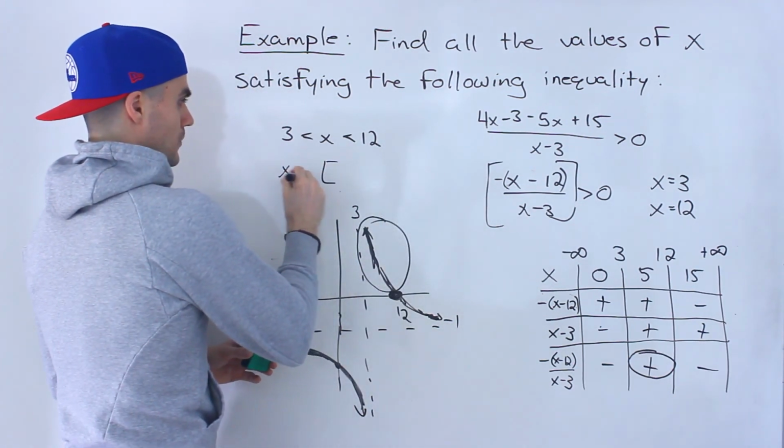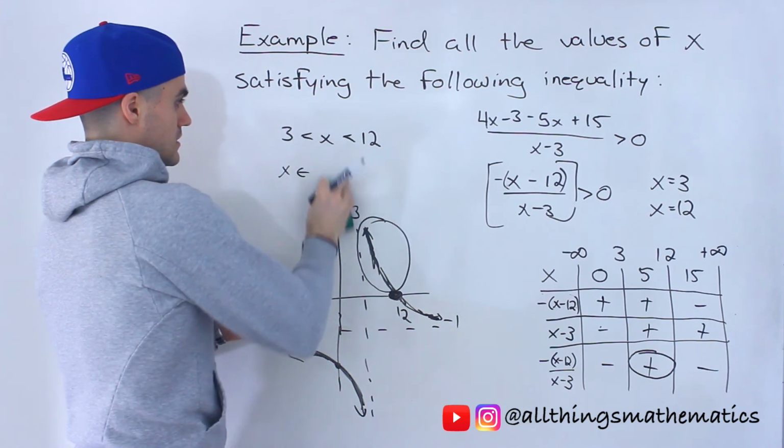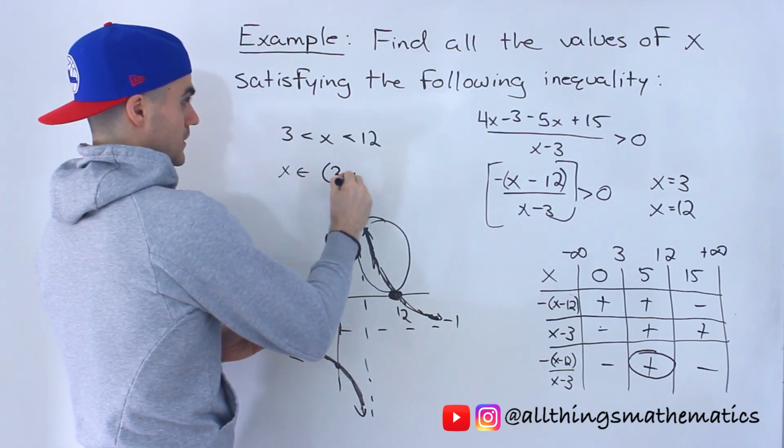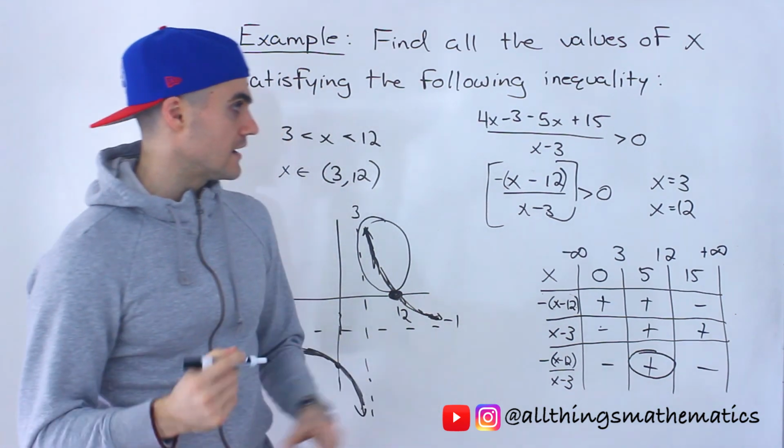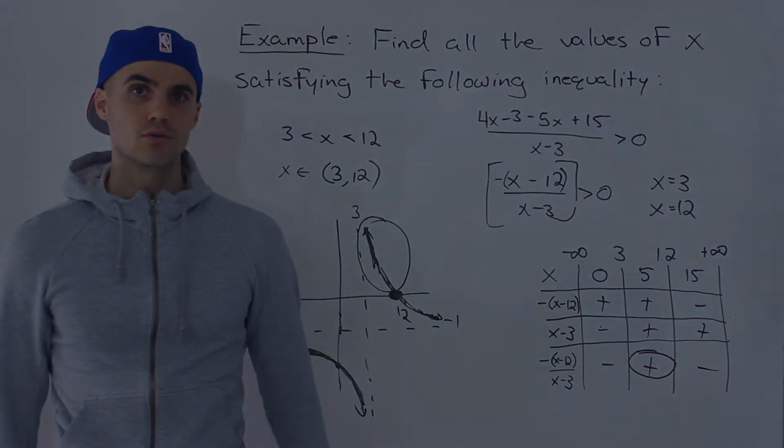And then in another format, we could say x is an element of the interval between 3 and 12. So either of these formats is the final answer to this rational inequality.